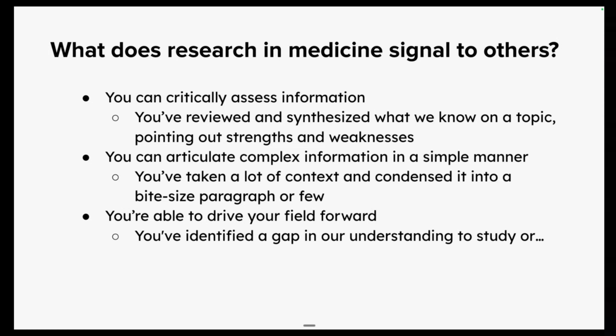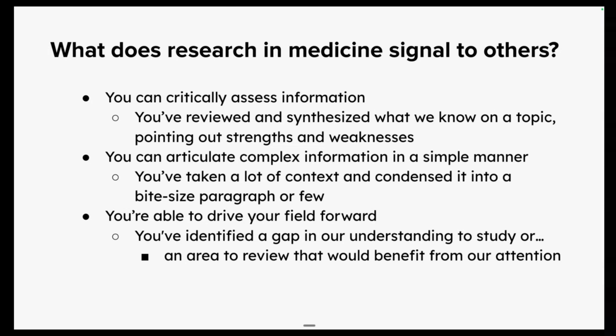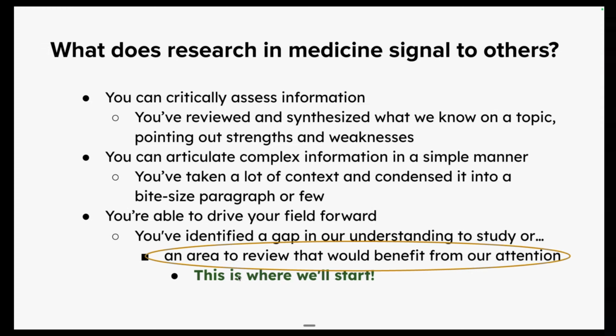So you've identified a gap in our understanding from the study being primary research, or you're able to find an area to review that would benefit from our attention, which is really why we're here to talk about that second part. So that's where we start: finding an area to review that would benefit from our attention. And our attention means the broader medical community, the broader society. Again, what don't we know that we should know more about? And that's what we're going to do in our narrative review.